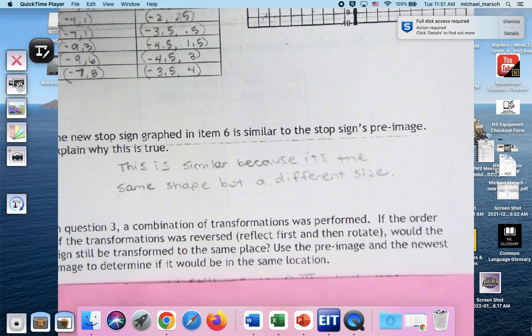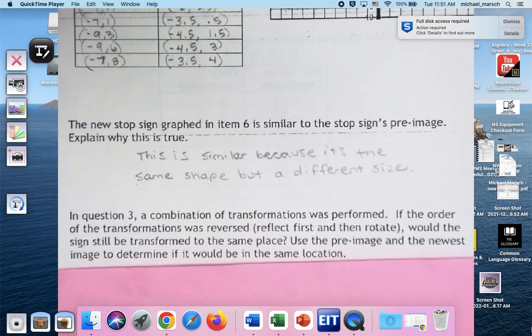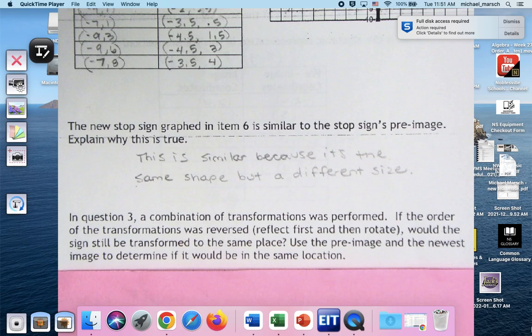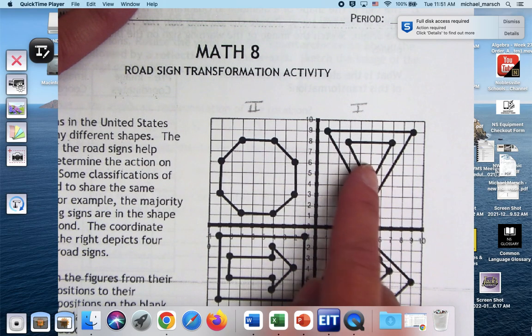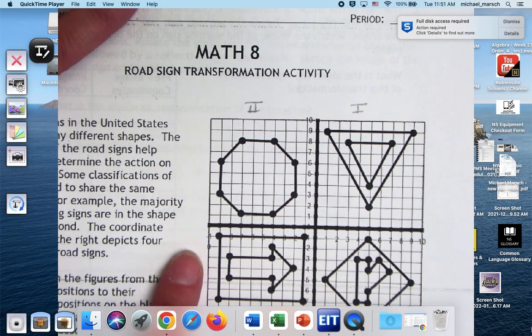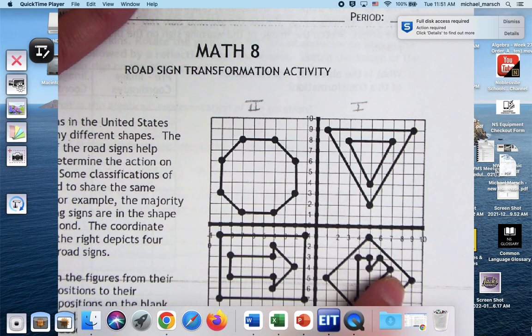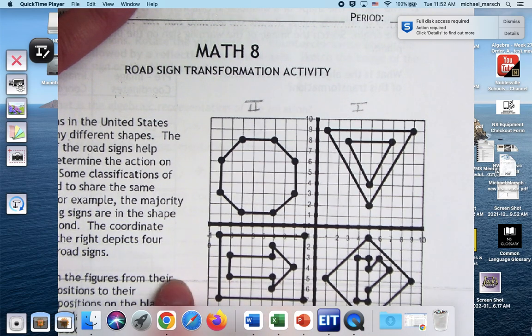Okay, number 8. Number 8 says, in question 3, a combination of transformations was performed. If the order had been reversed, if we had reflected and then rotated, would this sign still be transformed to the same place? Well, here's the thing. It would be in the same place, it would just be facing a different direction. We started here, and remember we rotated 90 and then we reflected. So the point was going this way. But if we reflect and then rotate, the point's going to be going the opposite way.